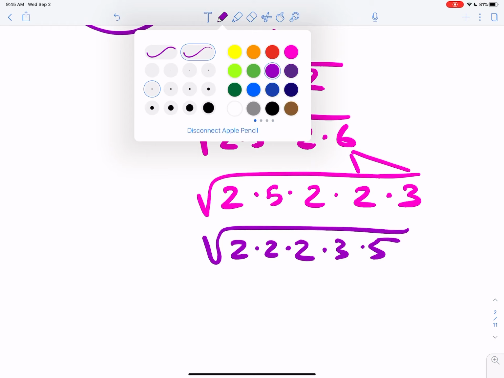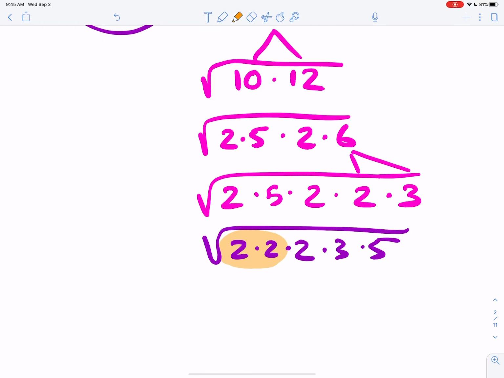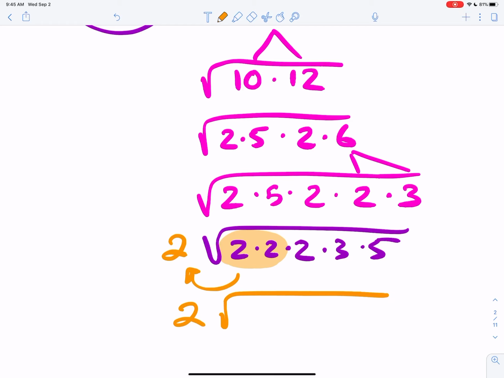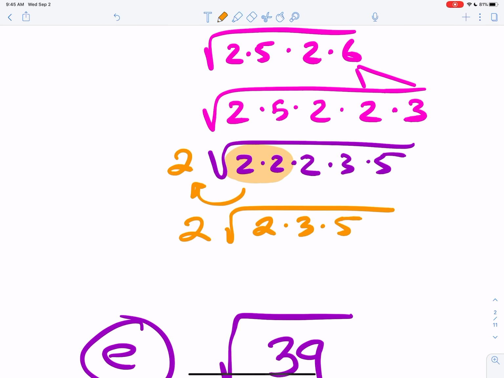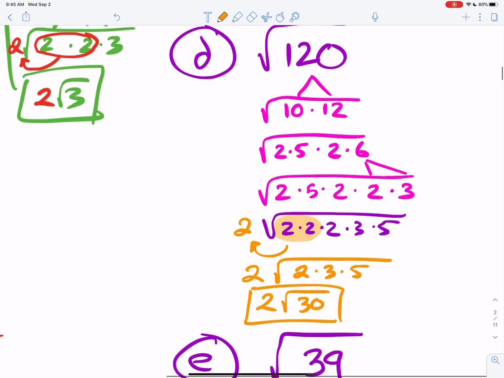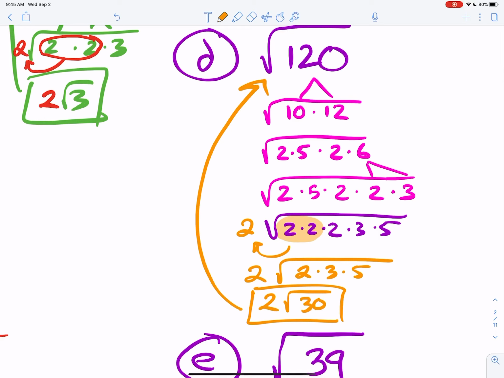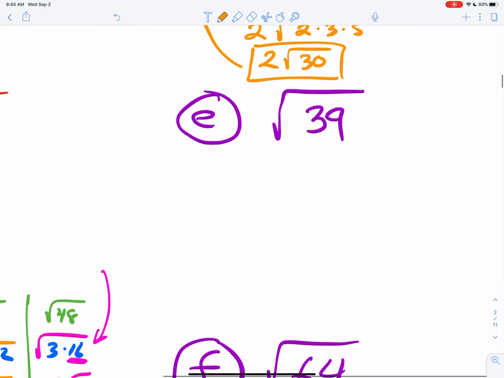So again, we're looking for a pair. I have a pair of what, right? I have a pair of 2s, so a 2 is going to go on the outside. What's left on the inside? I have a 2, a 3, and a 5, right? They don't have any pairs, so they're going to be left inside the radical. So I'll just simplify that. 2 times 3 is 6, times the 5 is 30. So this is the best that we can do in terms of simplifying the square root of 120. All right? Okay. Let's keep going.